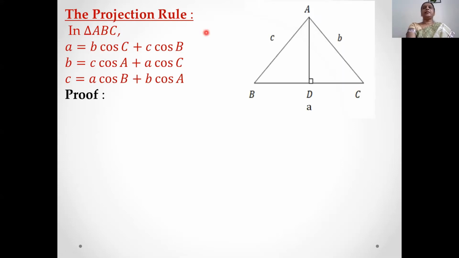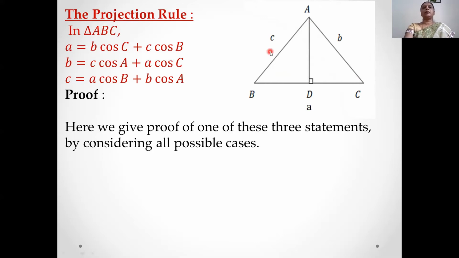Consider triangle ABC. Opposite to angle A, denote side BC by a. Opposite to angle B, denote side AC by small b. Opposite to angle C, denote side AB by small c.